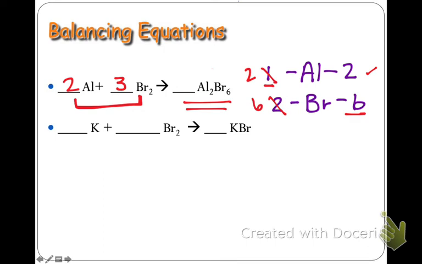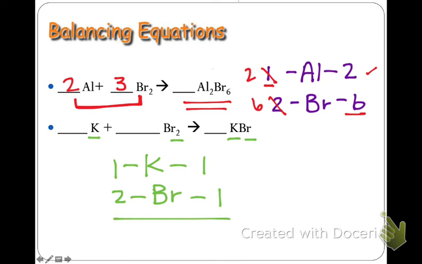I have 2 elements in this one as well, K and Br. K is potassium, Br is bromine again. On the left side, I have 1 potassium and 2 bromine, and I have 1 potassium and only 1 bromine on the right. So I've got to change something, right? My bromine is where there's a problem. So I'm going to take this here and add a 2.